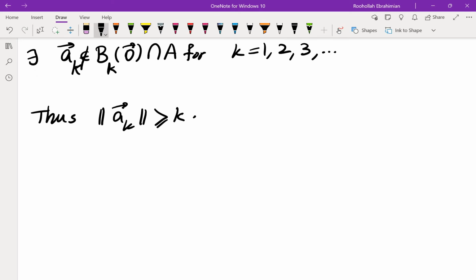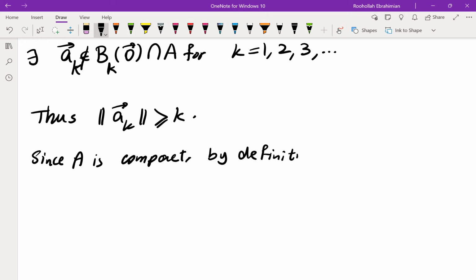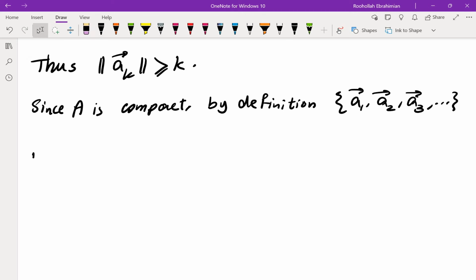Okay, so first of all, since A is compact, by definition, the set A1, A2, A3, etc. must have a limit point. So it has a limit point, let's say B, inside A. Okay, so now we're going to show that in fact that's impossible.